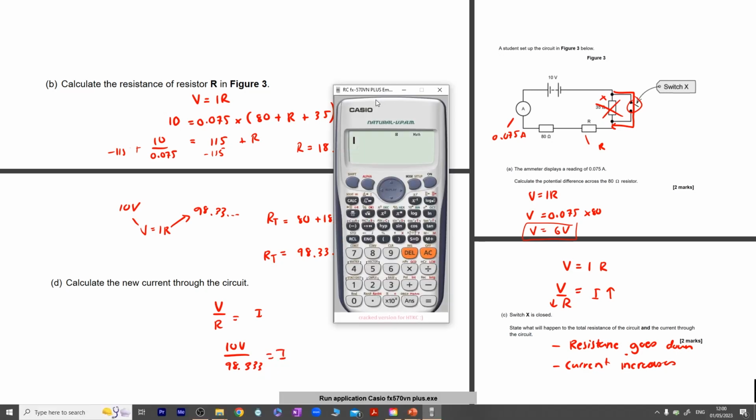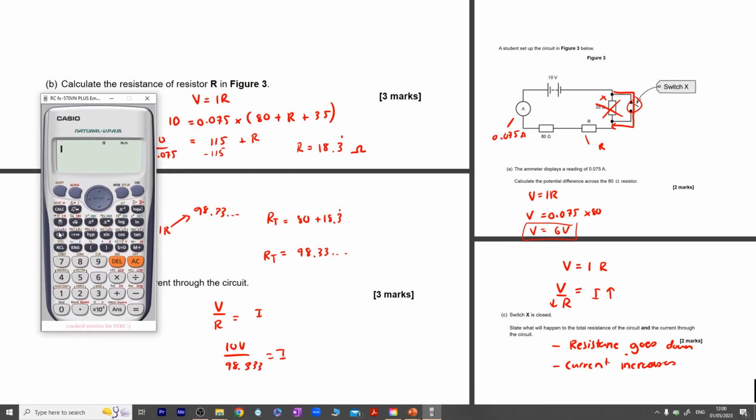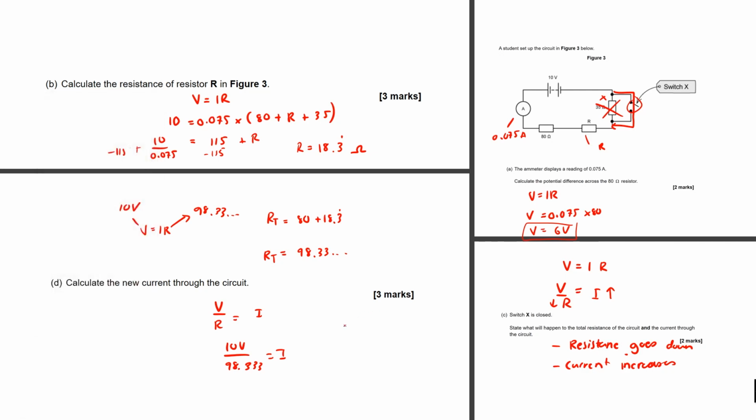So when I pull out the calculator, I'm going to have 10 divided by 98.3333. That's going to give us 0.102. So we can say it's going to be 0.102 amps. It also proves that our current has actually increased.